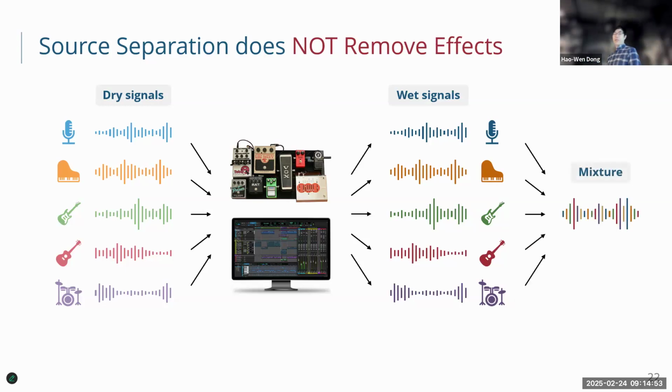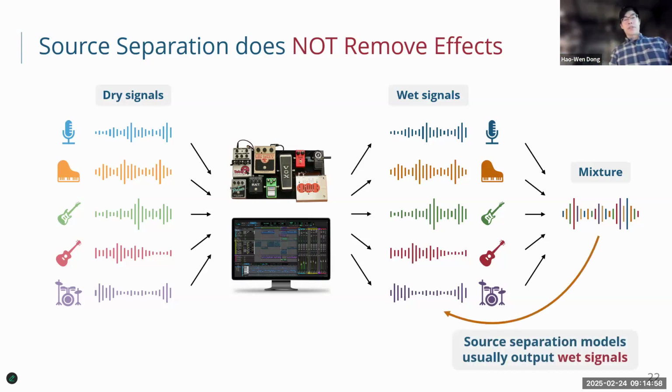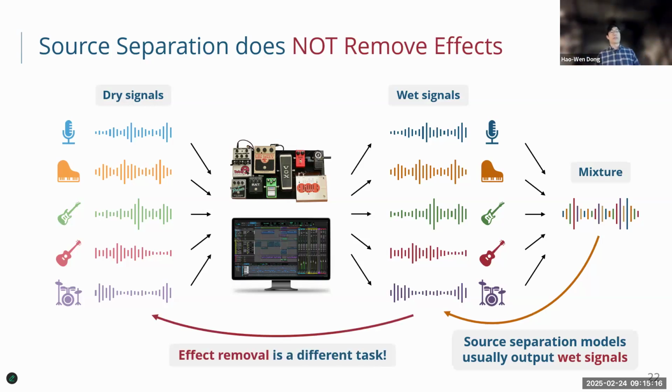But once again, source separation does not go all the way back to the dry signals. Source separation only outputs wet signals. So you will hear reverb, you will hear all the effects. That's how we formulate it. It just decomposes that summation part. And effect removal is a different task, which is quite challenging because you have to define what's clean. And sometimes for some instruments it's never possible to record a clean sound.